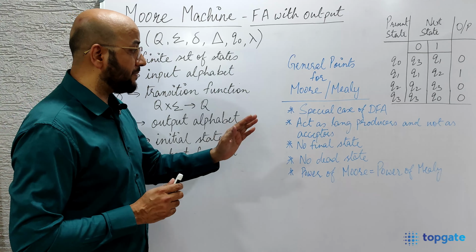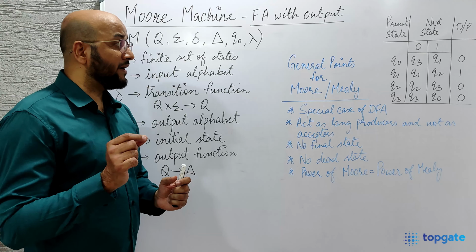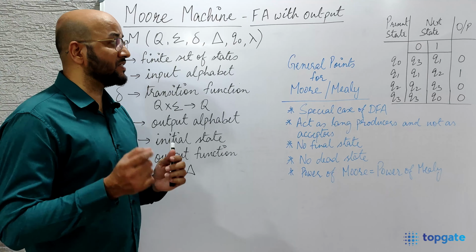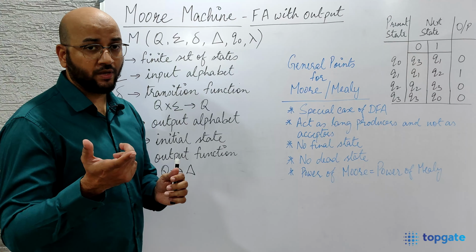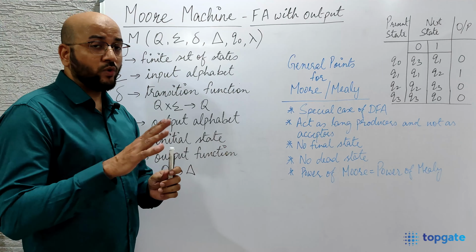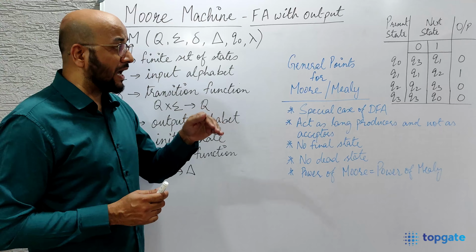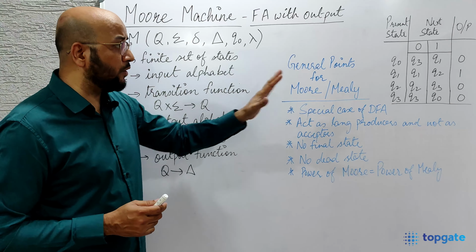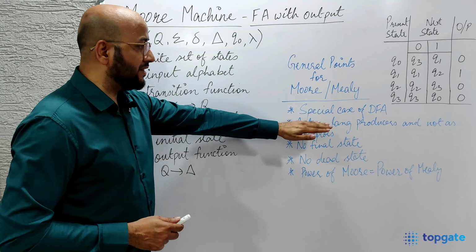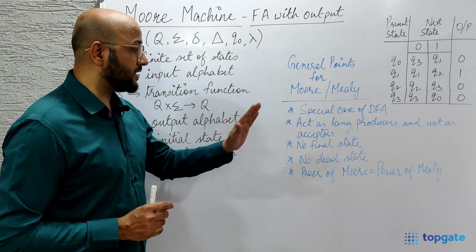Now what do you mean by the production of the string? In this one, the output is associated with the state, and the output can be associated with the state as well as with the current input. So to produce a particular string, we don't have to go to any of the final states. In fact, upon reaching any of the states, the output is getting generated. Now how it works, I'll tell you later on. So we know that the Moore and the Mealy machine act as language producers and not as acceptors.